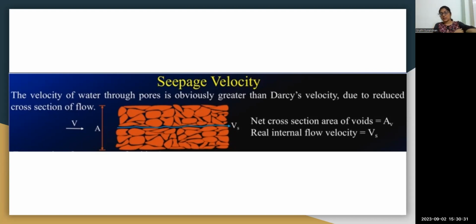So definitely for seepage, since the cross-sectional area is smaller, velocity will be greater. In the case of discharge velocity, the cross-sectional area is larger. So definitely the velocity will be lesser than that of seepage velocity.